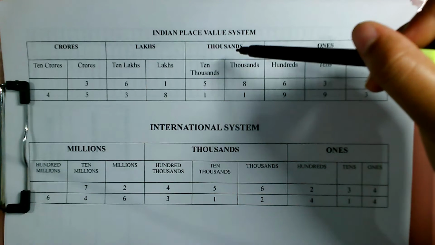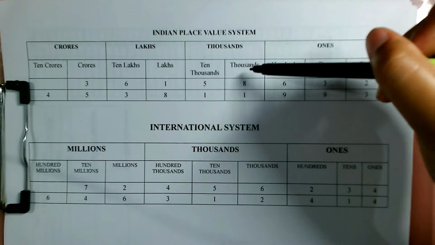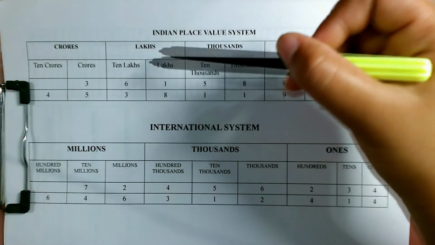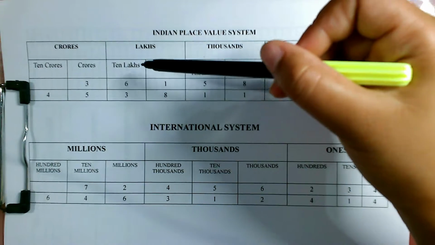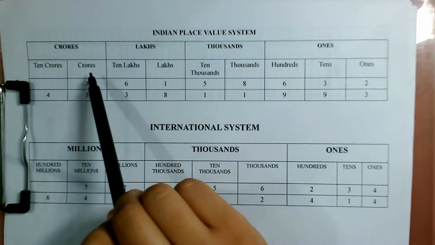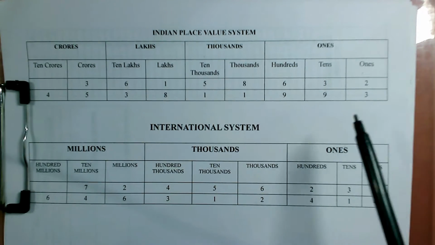In the thousand period there are 2 places, thousands and 10,000s. And in lakhs, there are also 2 places, lakhs and 10 lakhs. And in crores, 2 places, crores and 10 crores. Let's read the number.